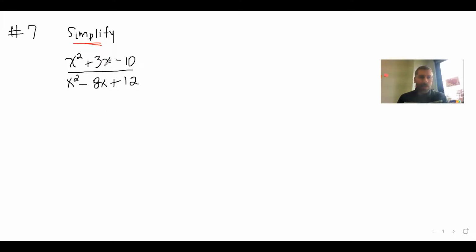And you might be tempted to cancel out these x squares here, but no, you cannot do that because there's a plus sign and a minus sign in between. And so what we have to do is break this down by factoring.